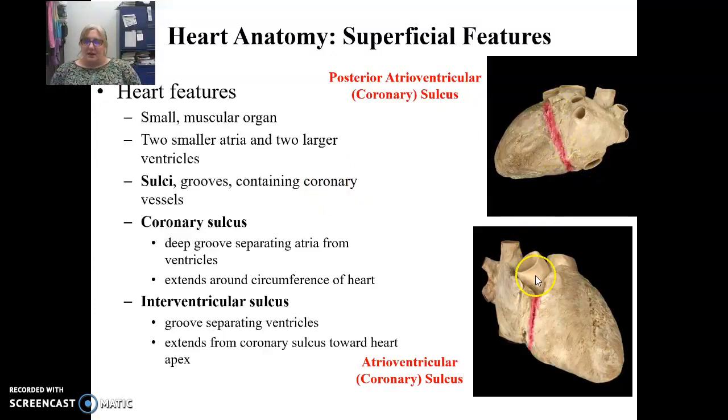These grooves here are known as sulci, and the sulci contain coronary vessels, so blood vessels that feed the heart or that drain the deoxygenated blood back into the right atrium. There are different coronary sulci in different areas. So here you can see the posterior atrioventricular sulcus. Here's another view of the atrioventricular sulcus.